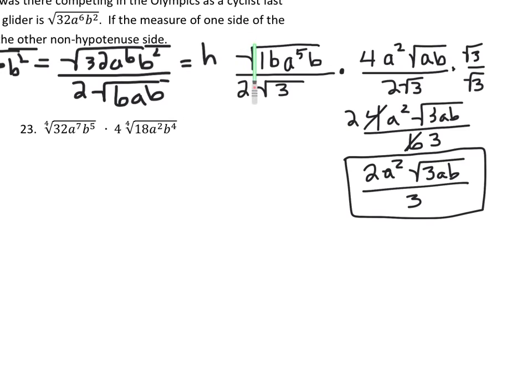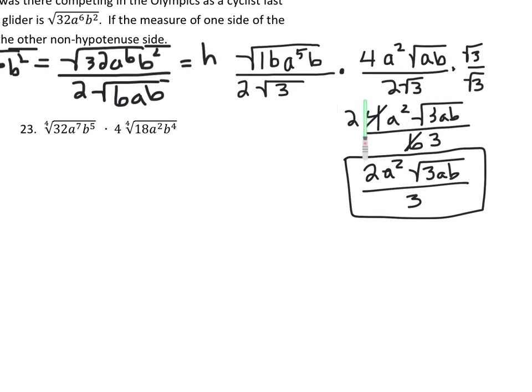Now I can go ahead and take the square root of anything inside here that's square. Well, 16 is a perfect square, so I could take the square root of 16. That's 4. The square root of a to the 5th is a squared with an a left over, because 5 divided by 2 is 2 with 1 left over. And then the b, of course, just stays in there because we can't take it out. Then in the denominator, we're going to have 2 root 3.